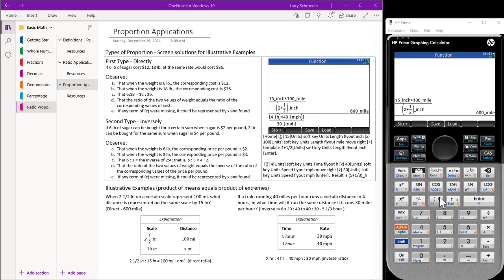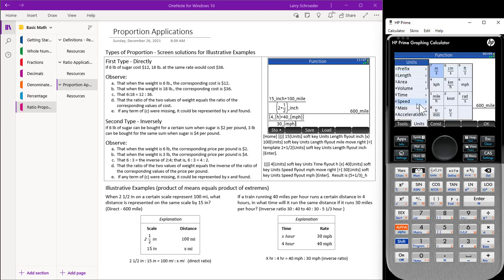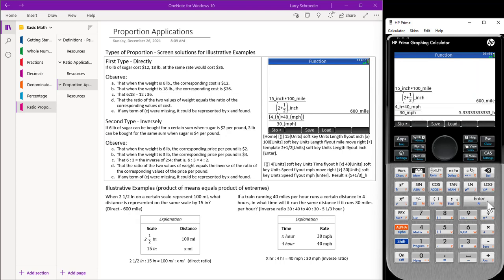Using parentheses, 4 unit time hour times 40 unit speed miles per hour. Get outside our parentheses, divide 30 unit speed miles per hour, press enter.